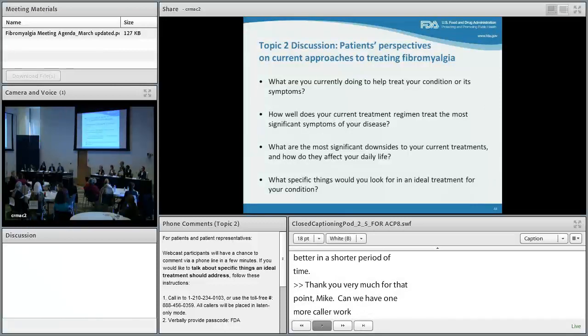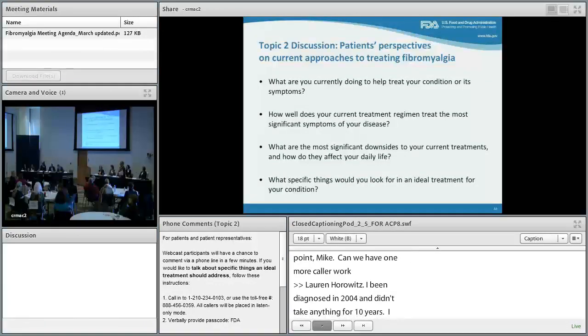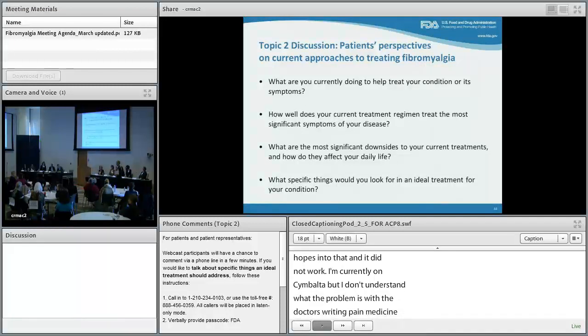Hi. I was diagnosed in 2004, and I've been a guinea pig for 10 years. I live in Florida. It's chronic. I tried everything, the latest being low-dose naltrexone, and I put all my hopes into that, and it didn't work. So I'm currently on Cymbalta, but I don't understand what the problem is with doctors writing pain medicine for chronic pain. I'm 52. I live in bed. I live alone.